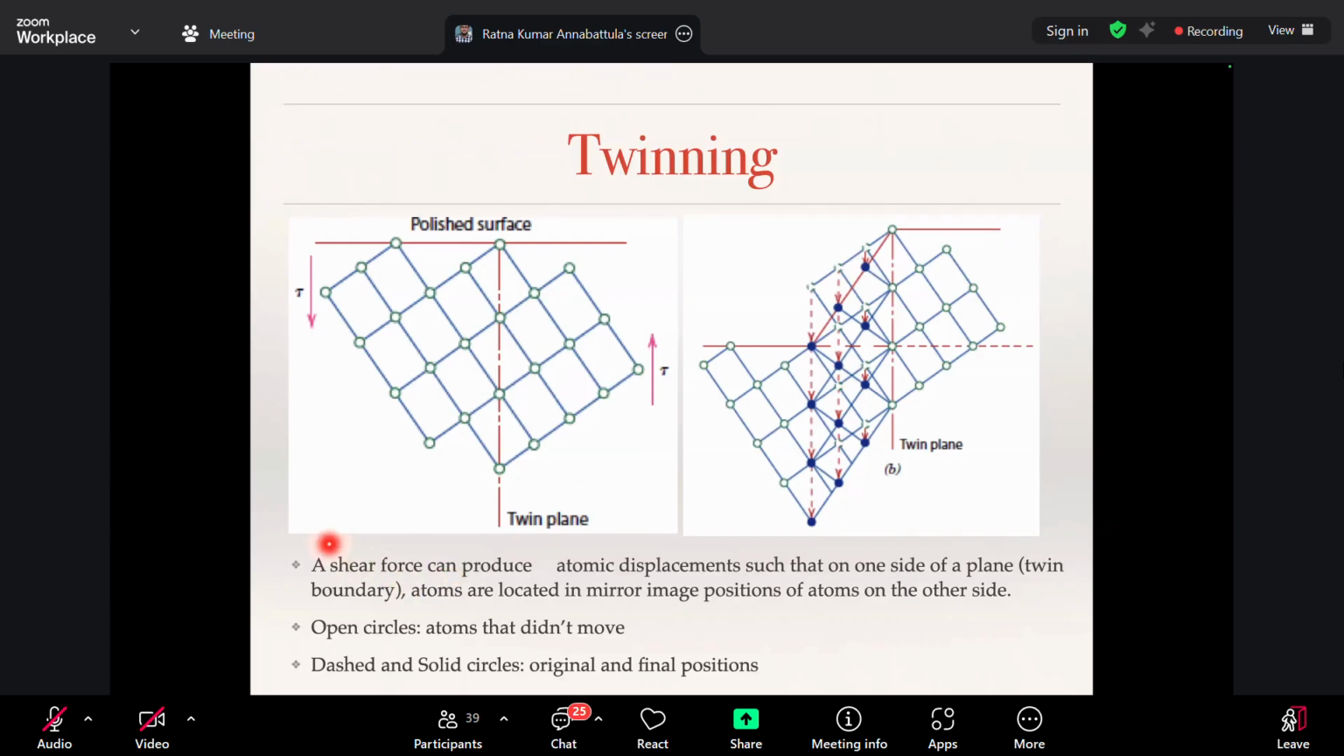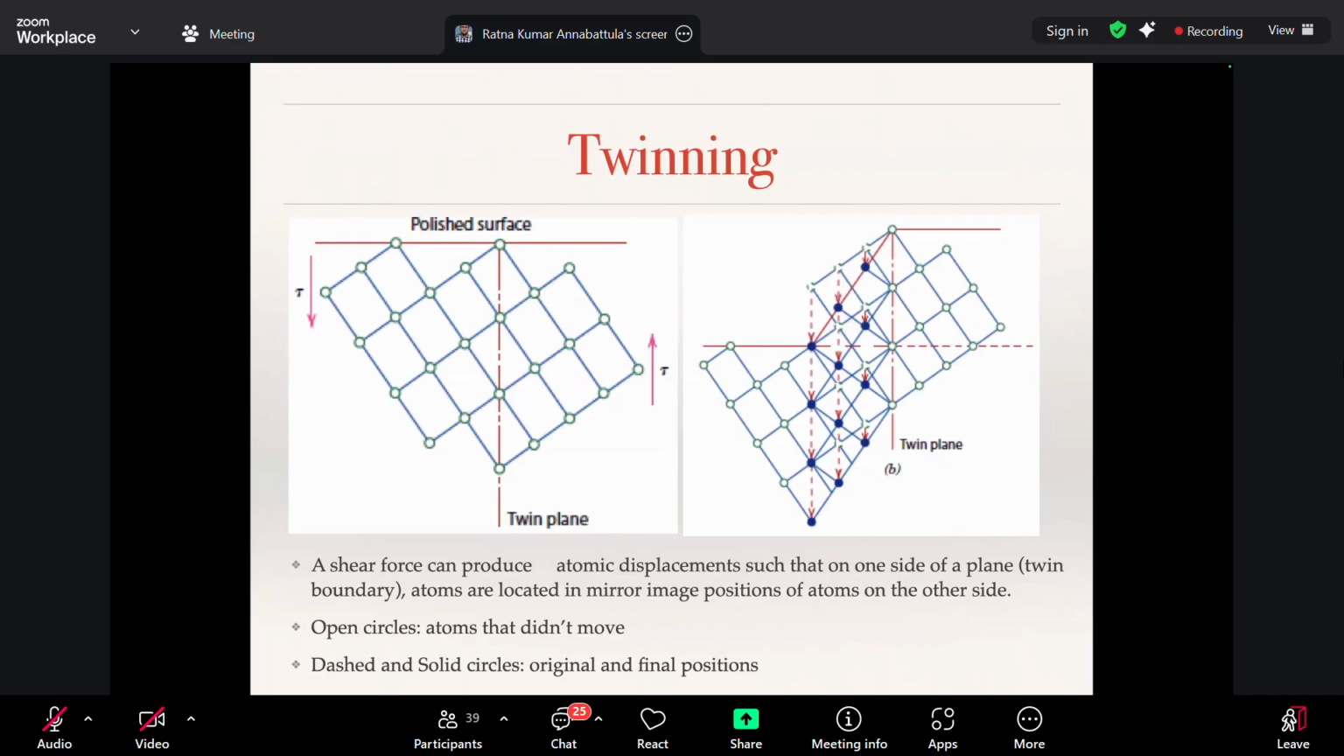So you can actually have a shear force that can produce atom displacement such that on one side of a plane, which is what we call a twin boundary or twin plane, atoms are located in mirror image positions of atoms on the other side. Right? You can see here, the atoms described by open circles have not moved, but the atoms shown by dashed lines or solid circles have moved from that position to this position, so as to have a specific arrangement of atoms wherein about that plane, these atoms will have mirror images.